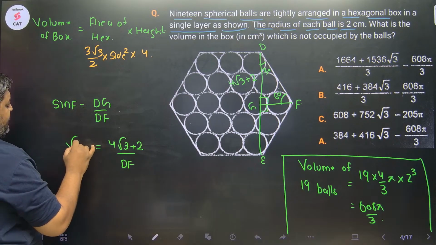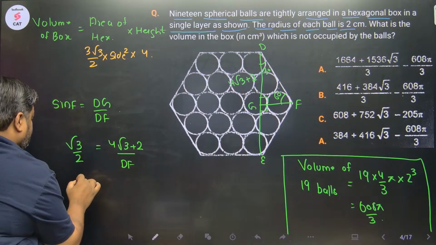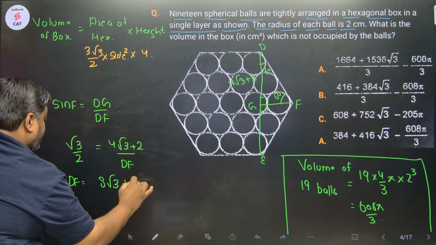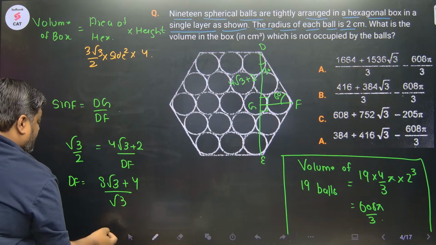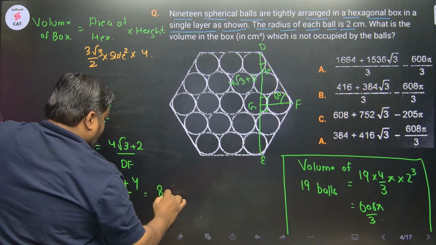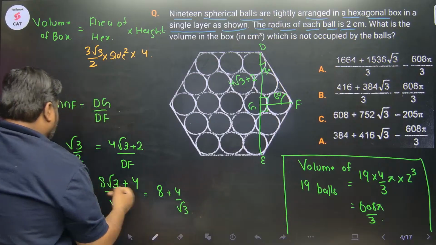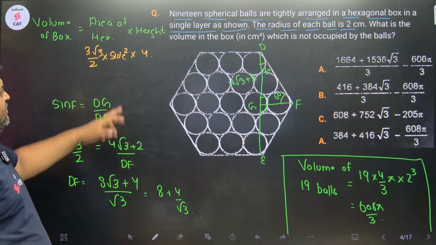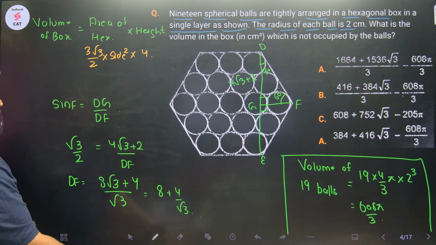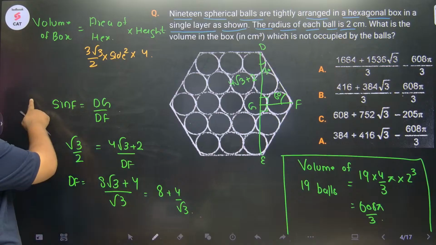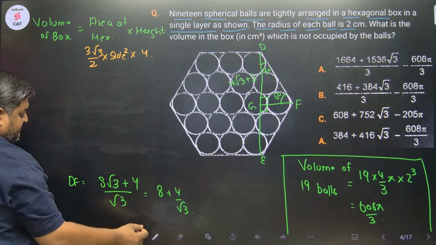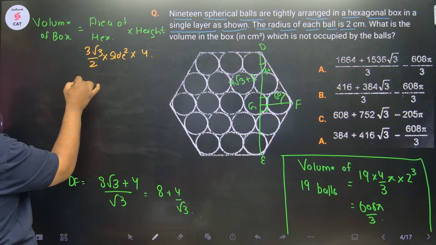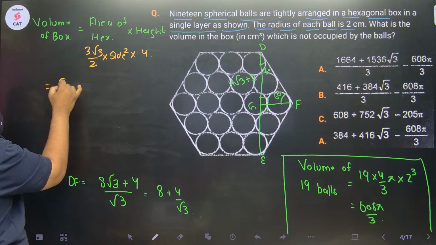Sin 60 is root 3 by 2. Got it? So DF would be 8 root 3 plus 4 upon root 3. And if we split the root 3, we get 8 plus 4 by root 3 as the side. So the side we are talking about here is 8 plus 4 by root 3. Yes or no? So this is nothing but 3 root 3.